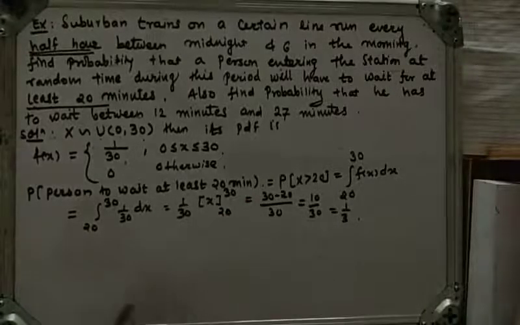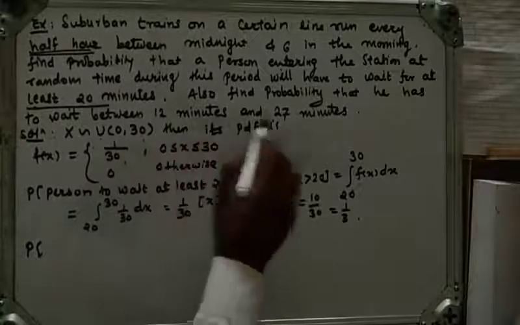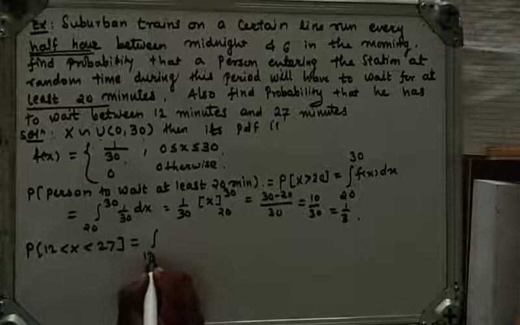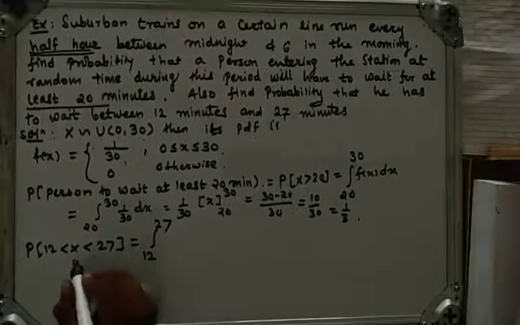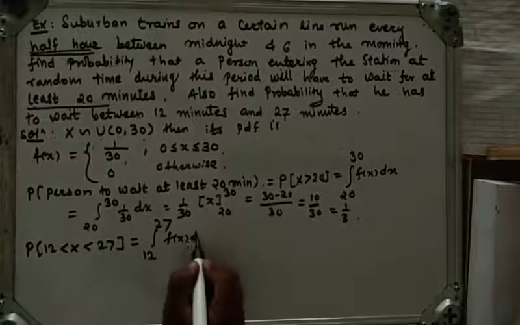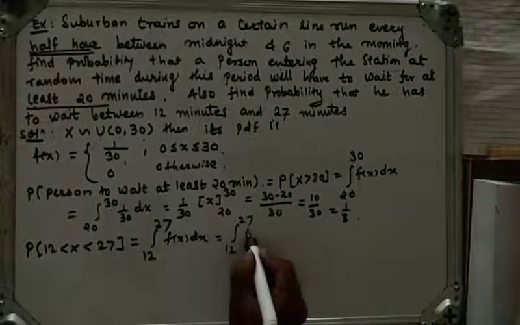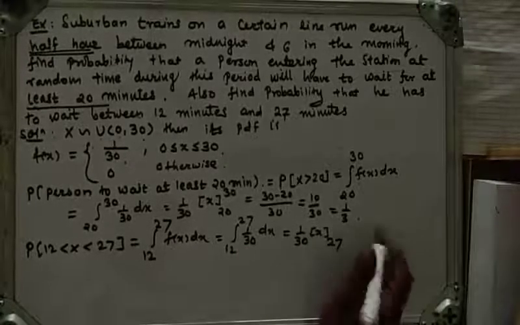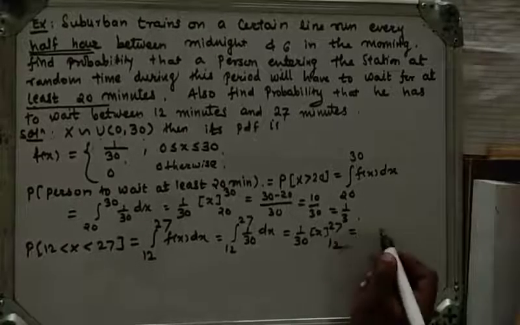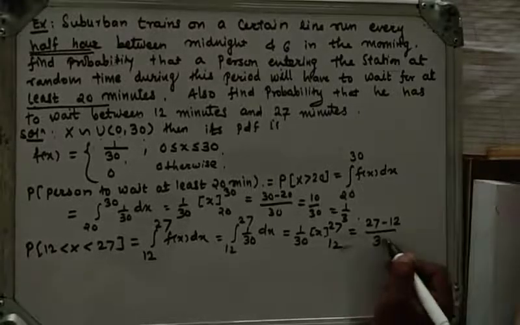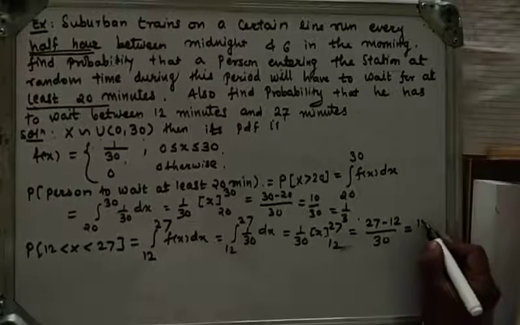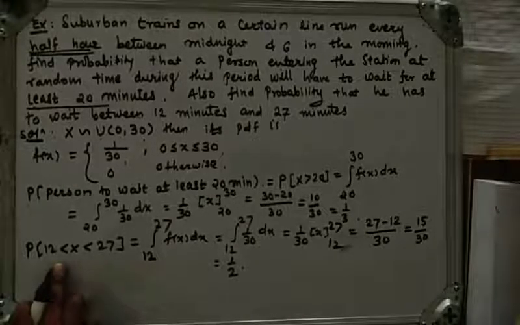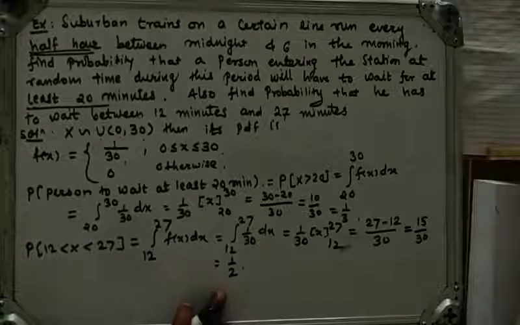Now next we have to determine the probability of a person waiting 12 minutes to 27 minutes. So 12 less than x less than 27 is the integral with lower limit 12 and upper limit 27 of f of x dx, which is the integration from 12 to 27 of 1 upon 30 dx. So 1 upon 30 goes outside. The integration of a constant function is x, with limits from 12 to 27, which is upper limit 27 minus 12 divided by 30. After subtraction we get 15 upon 30, so the answer is 1 upon 2. So a person waiting 12 minutes to 27 minutes has probability 1 upon 2.